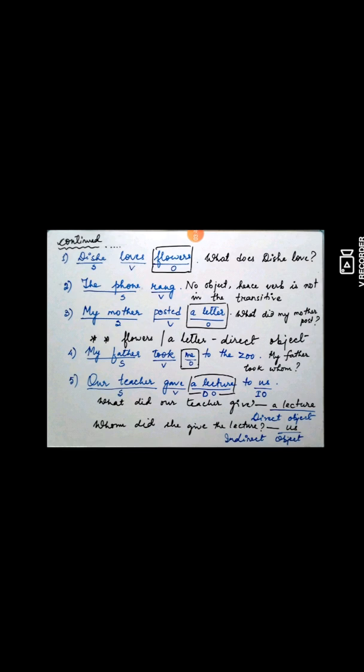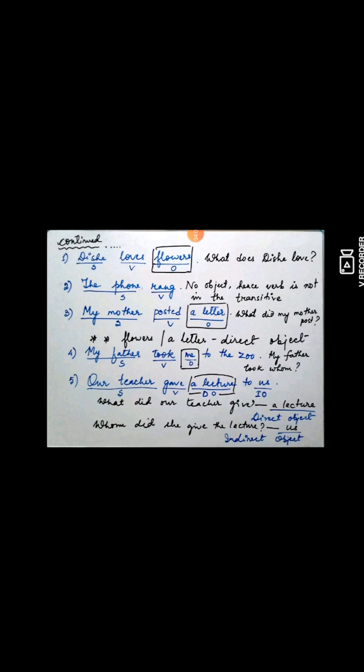Next, my father took me to the zoo. My father is the subject, took is the verb. My father took whom to the zoo? So, me is the object here that receives the direct action of the verb. Therefore, me is the direct object here. Now, till here, I hope you have understood. Now, apart from the direct object, there is also an indirect object which may be present in the sentence.